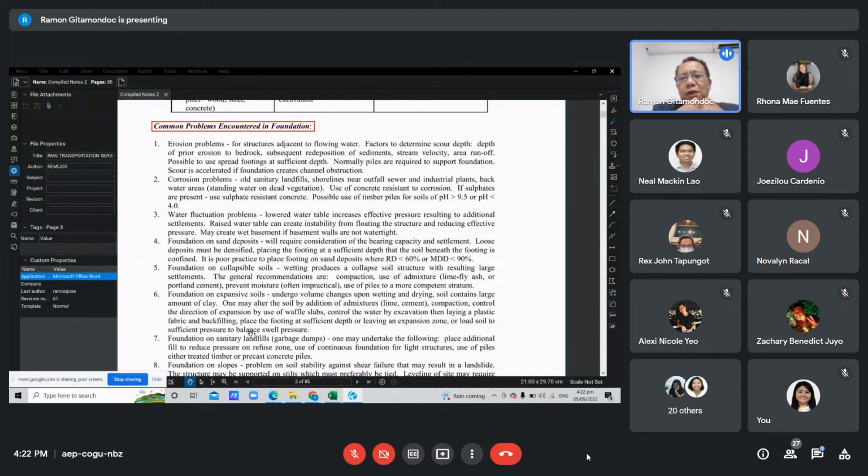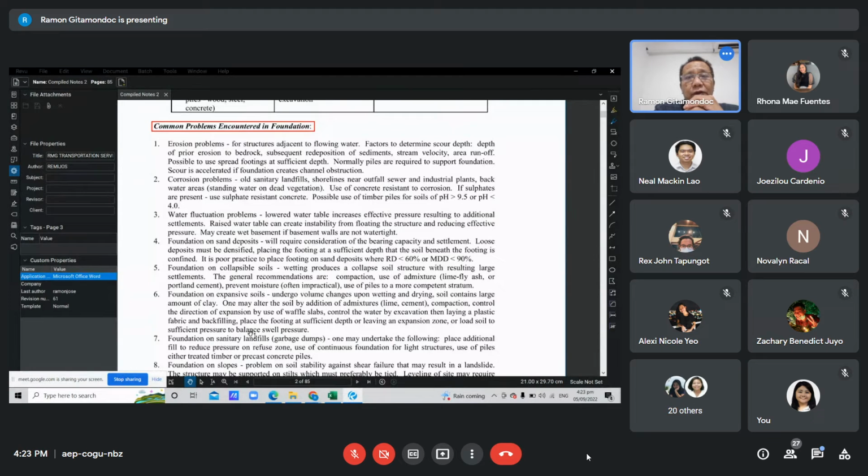So factors to determine scour depth are the depth prior to erosion to bedrock, and subsequent redeposition of sediments. During flood stages, you have a high velocity, so the soil will be scoured. But as the flow subsides, and its velocity becomes slower, the water will deposit the soil that it carries. That is what we call redeposition.